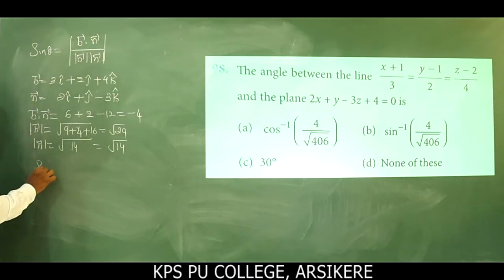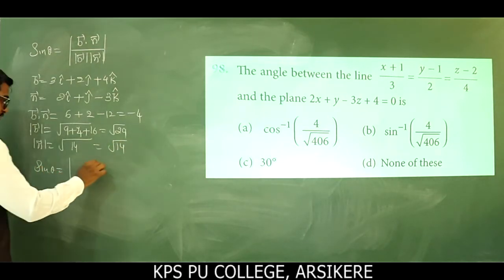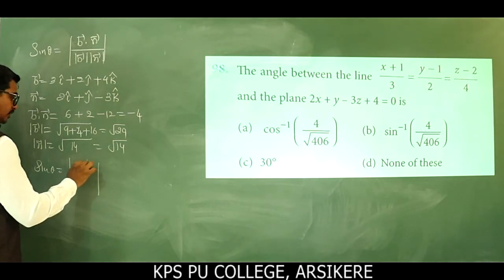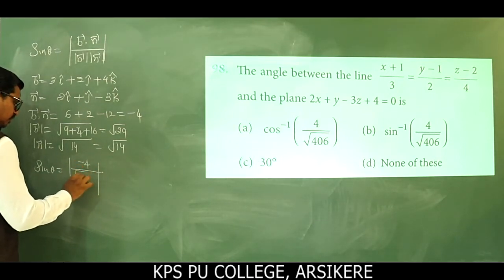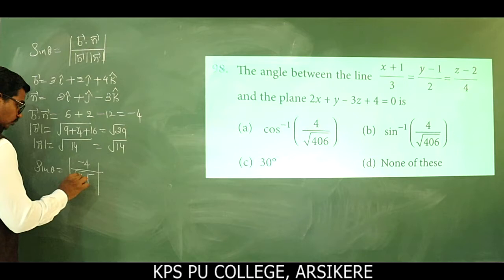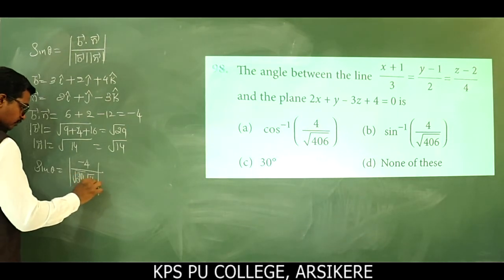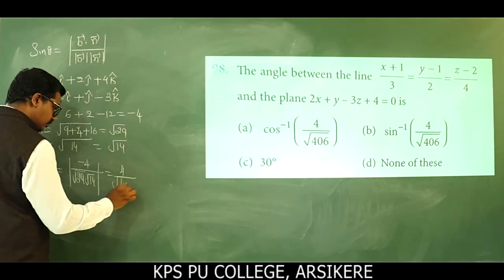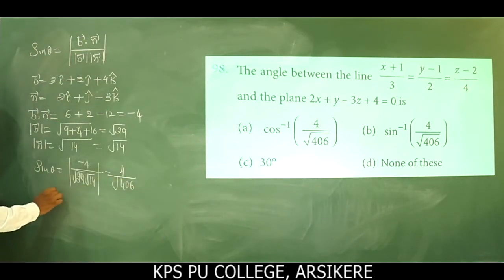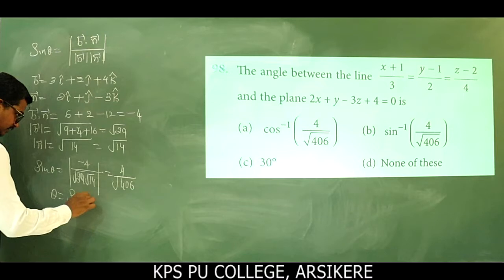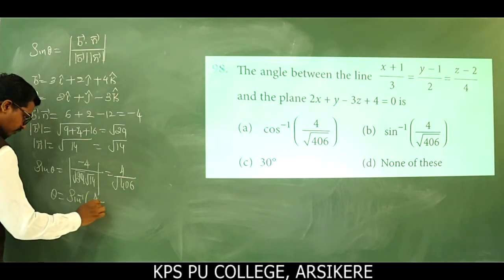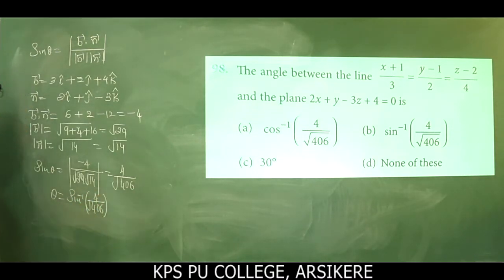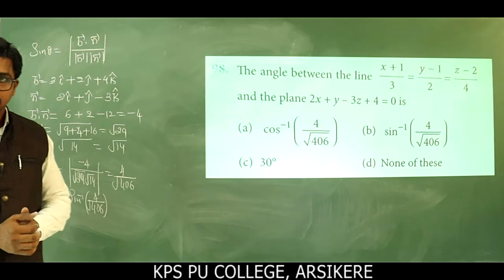Therefore sin theta is equal to the modulus of minus 4, divided by root 14 into root 29, first term into root 14. This becomes 4 divided by square root of 406. Therefore theta is equal to sin inverse of 4 divided by root 406. Option B is the right answer.